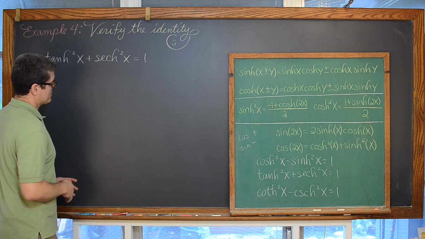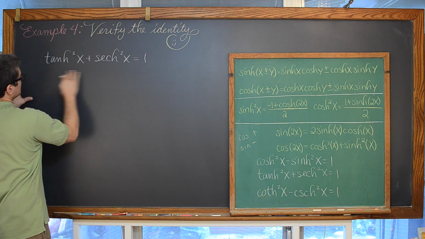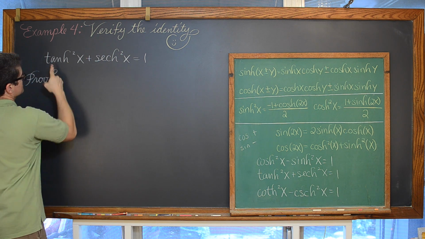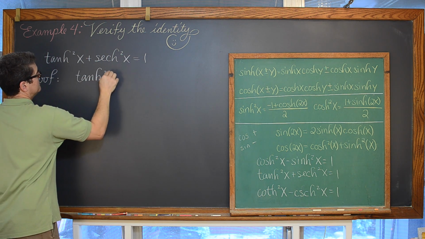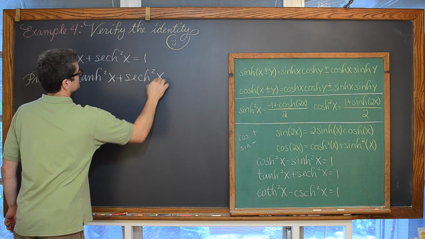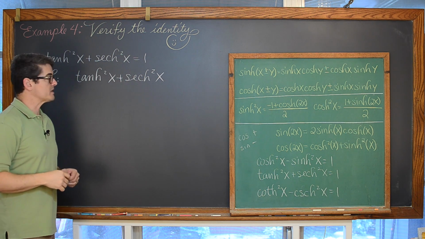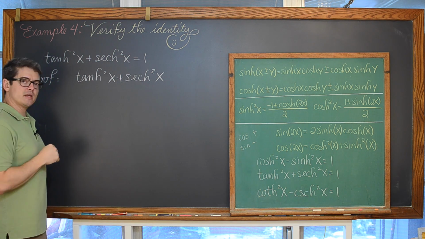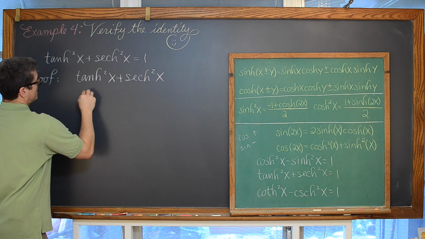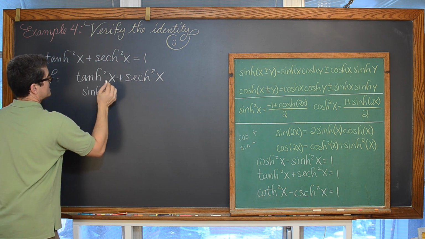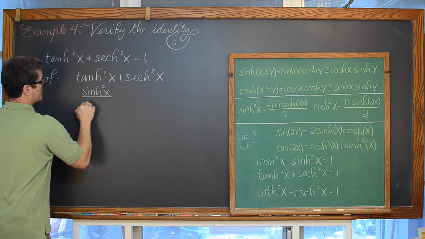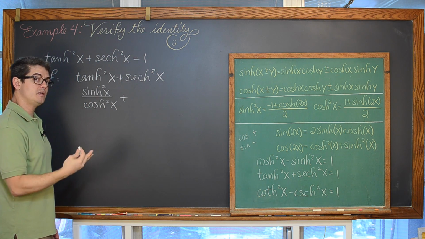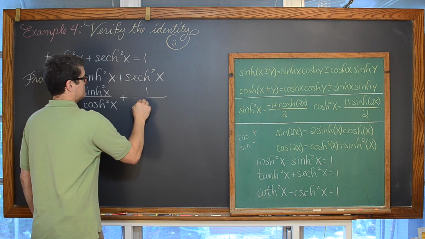And our proof, now just for space purposes vertically, I really should write proof, and never mind, I'll just do that. Here's my proof. We're going to start with the left-hand side. And we're going to rewrite each of these expressions into their building blocks of hyperbolic sine and hyperbolic cosine. So we have hyperbolic tangent squared of x is equal to hyperbolic sine of x squared over hyperbolic cosine of x squared. Hyperbolic secant is 1 over hyperbolic cosine.